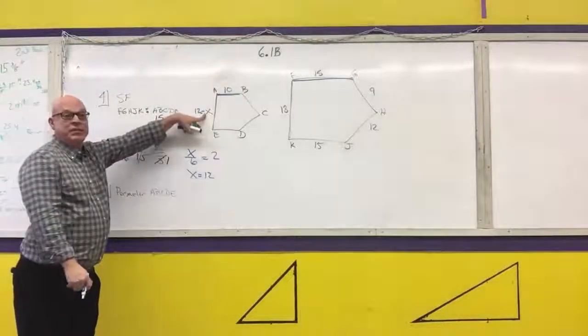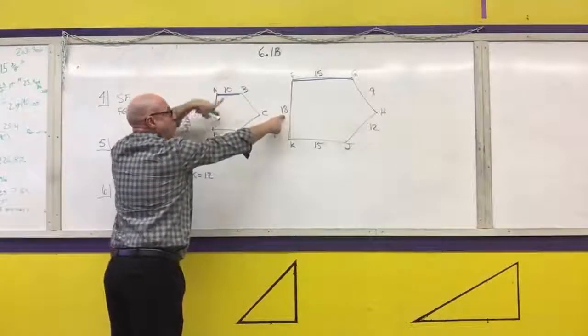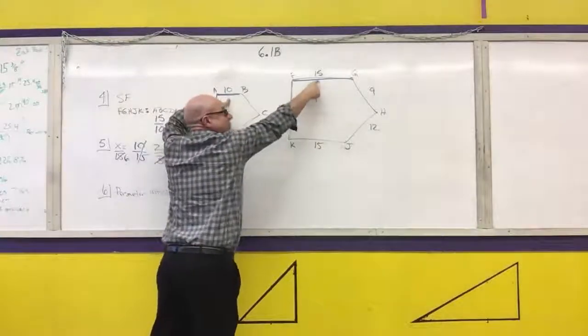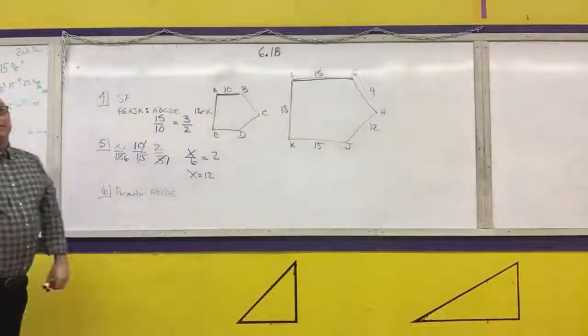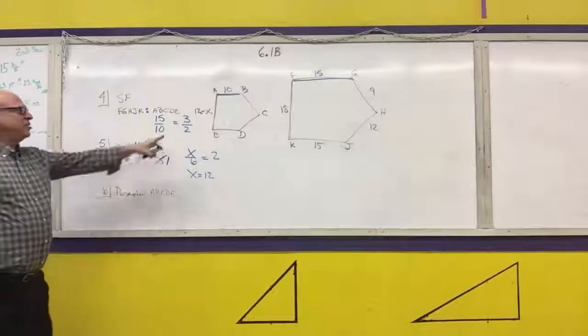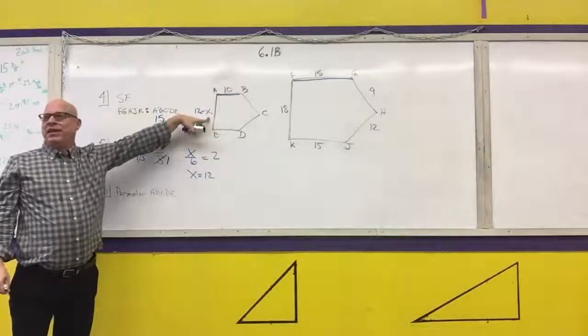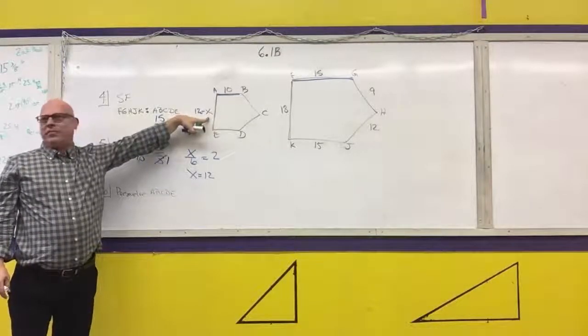Why was it 18? Because left over left equals top over top. And the one I picked to start out with is the one with the x. That way my variable I'm solving for is on the top of a fraction.